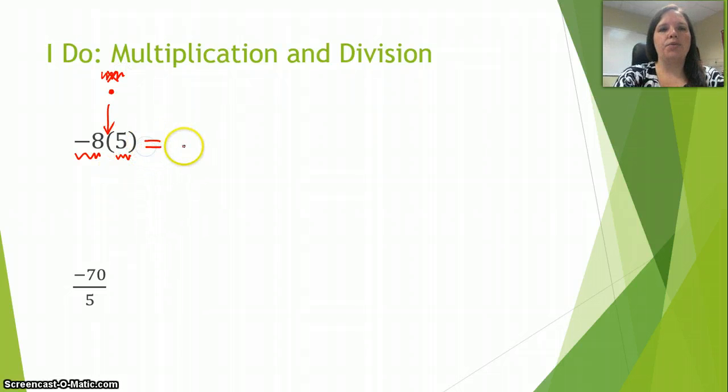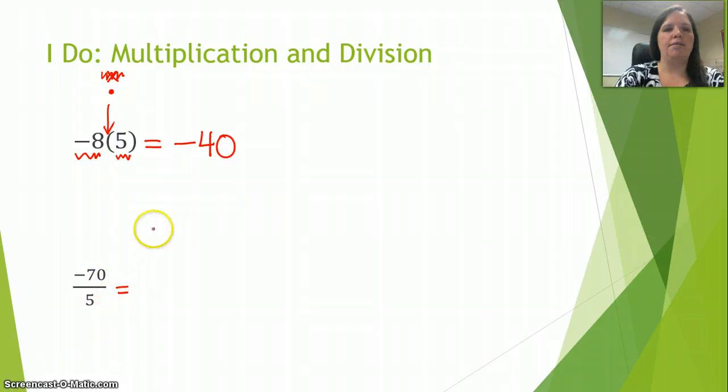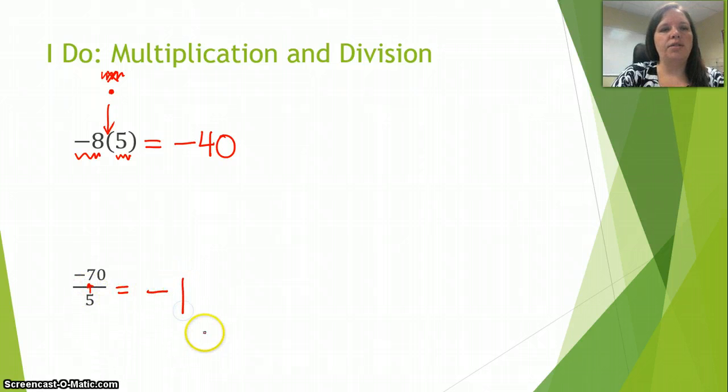But for this one, different signs means the answer is a negative. So I would do the problem like normal, 8 and 5, and then figure out that the sign is negative because you have one of each. Same thing with the division problem here. We've got a -70 and a +5. So the answer is going to be negative, and then we just need to know what 70 divided by 5 is. So 5 goes into 7, if you think of some modified long division in your head, 5 goes into 7 once. You've got 2 left over. And 5 goes into 20 four times, so that's -14.